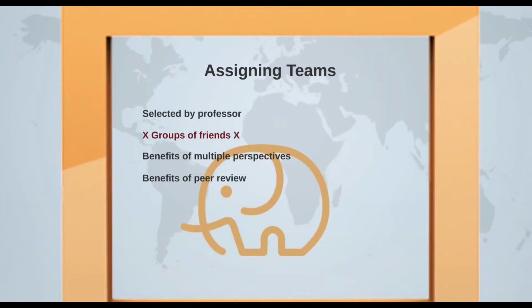So assigning teams is important. In Canvas, you can assign teams, and I'll show you how to do that. I put here the first point, selected by professor, not by groups of friends. So that second bullet point is like, maybe don't do this. I guess there's two ways. You can either manually create the team, or you can have it randomly generated. Canvas can randomly create a team, and after that you can manually sort them and move people around if needed. But what you don't want is people self-selecting teams.